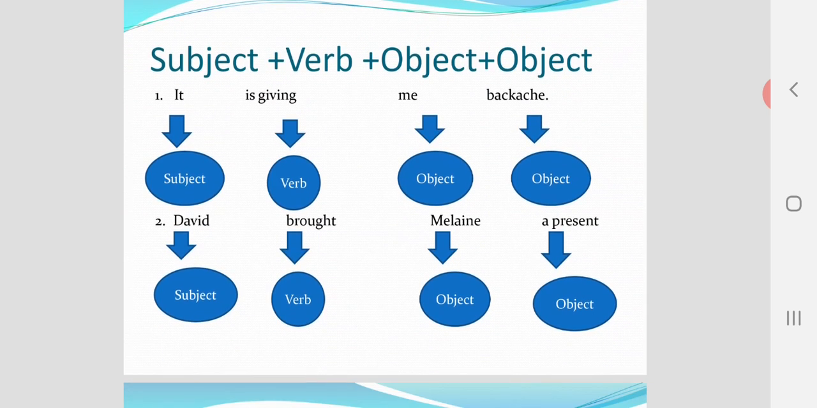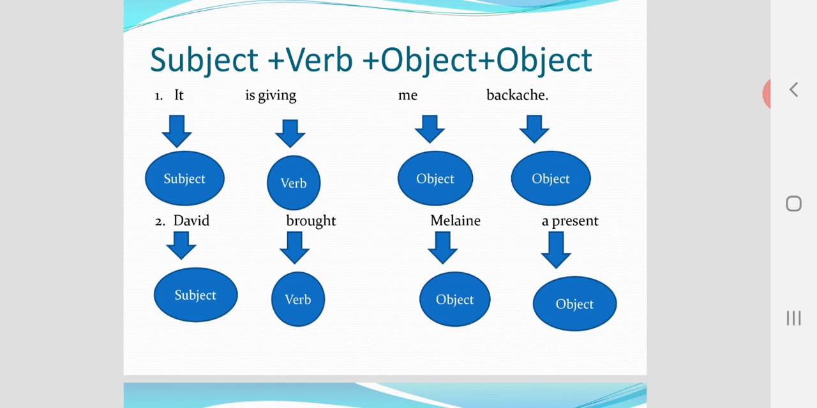Last sentence structure is subject plus verb plus object plus object. So, it is giving me backache. It is subject, is giving verb, me is object, backache is object. When a sentence has two objects, the one object is direct object and the other object is indirect object. Direct object is the thing that someone gives and indirect object is the person receiving something.